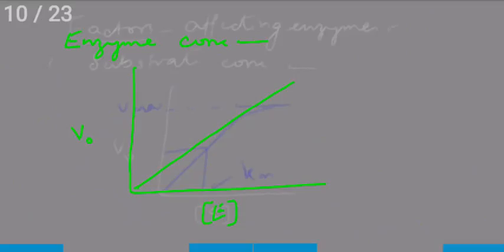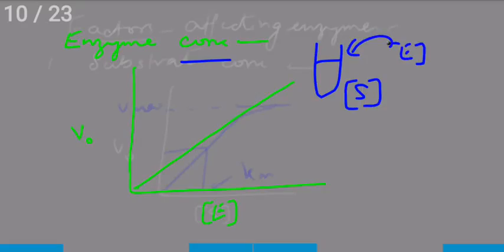The rate of reaction is directly proportional to the enzyme concentration. If you have kept the substrate concentration constant and you are continuously increasing the enzyme concentration, then the rate of reaction will increase continuously, and so on.